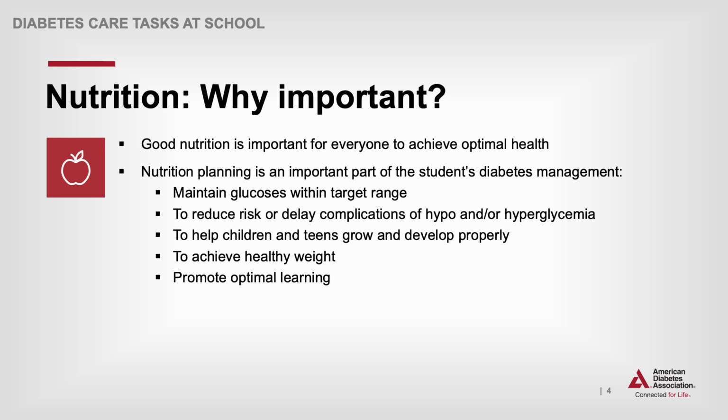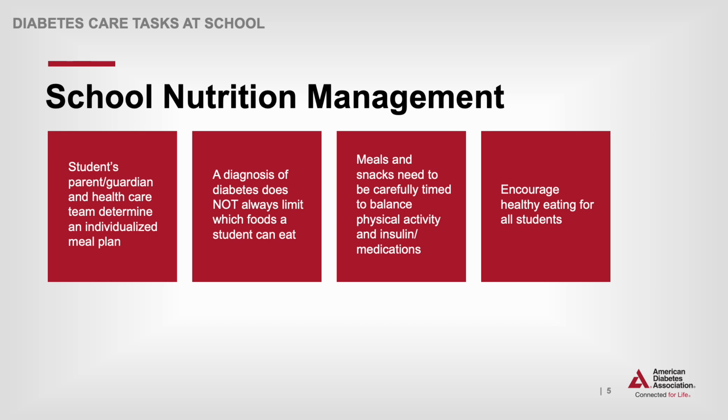While it is important for school personnel to be aware of the potential for those serious life-limiting or life-threatening complications, it is not appropriate for school personnel to discuss risk for complications with individual students. Good nutrition will help children and teens grow and develop properly and help to make them ready to learn. The student's parent, guardian, and healthcare team determine an individualized meal plan.